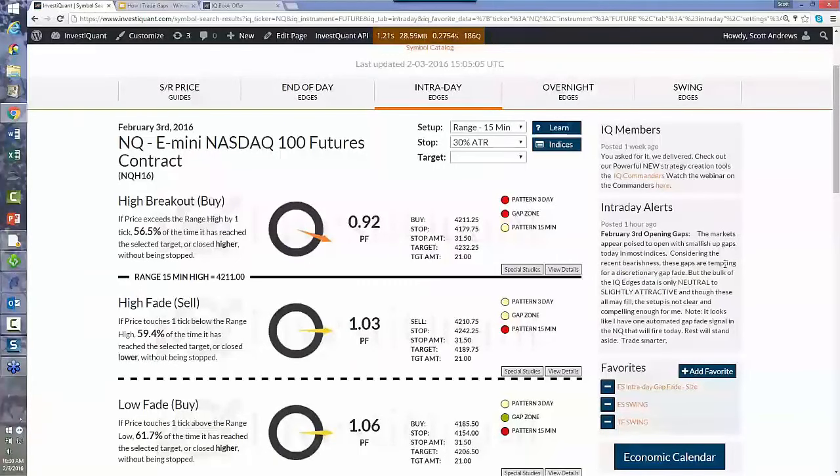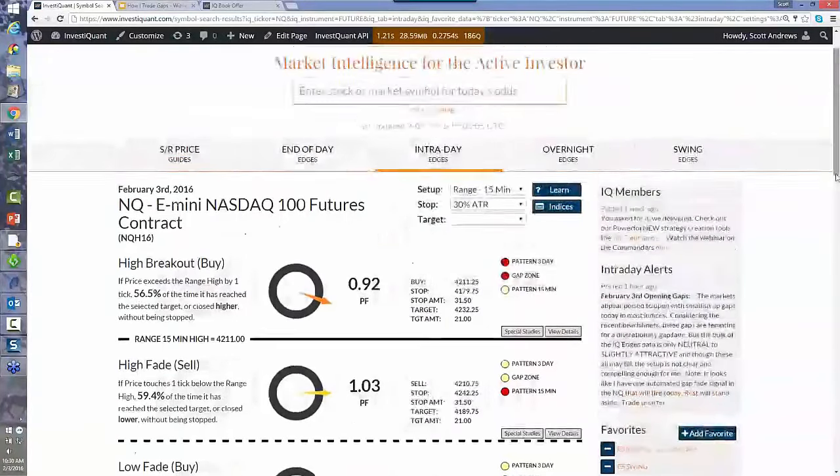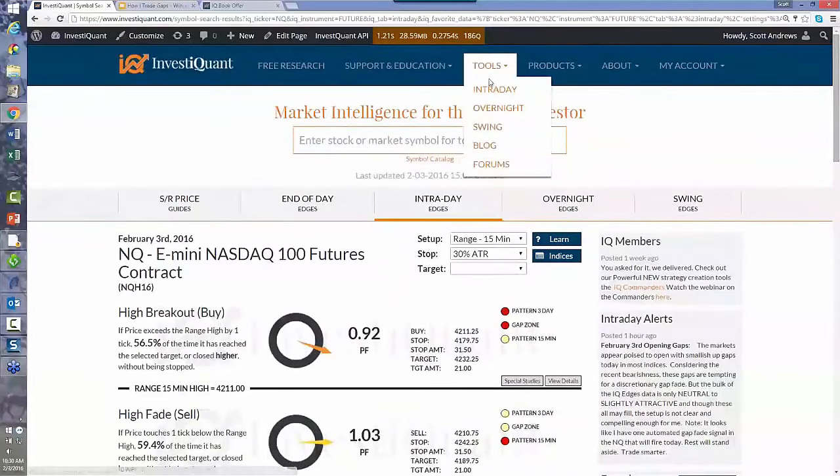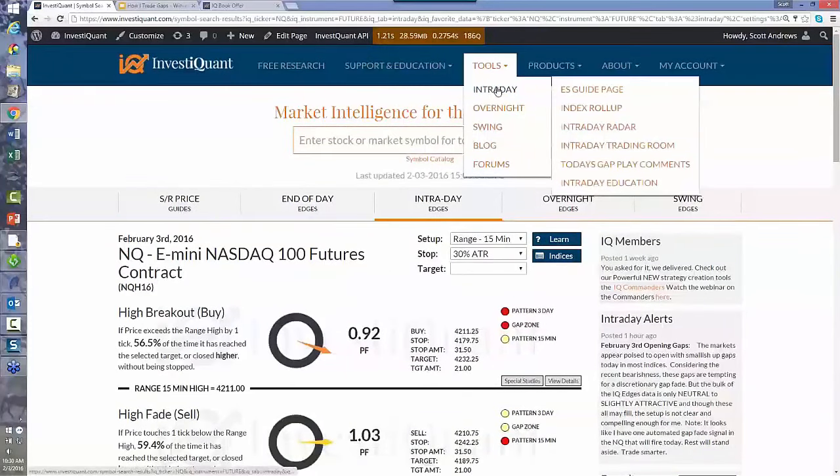One thing I forgot to mention, I'll go into this next week, but for you stock traders, go to intraday. It's called Radar, and it helps you identify the best setups occurring right now. So let's look at the low breakout, which appear to have been working well.